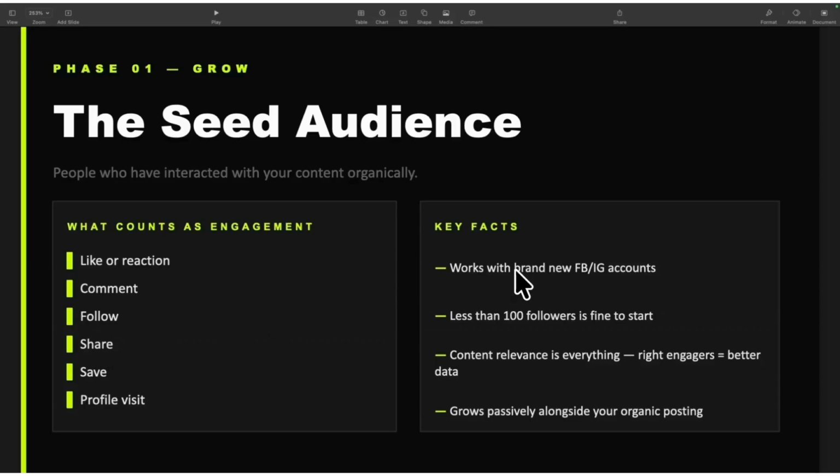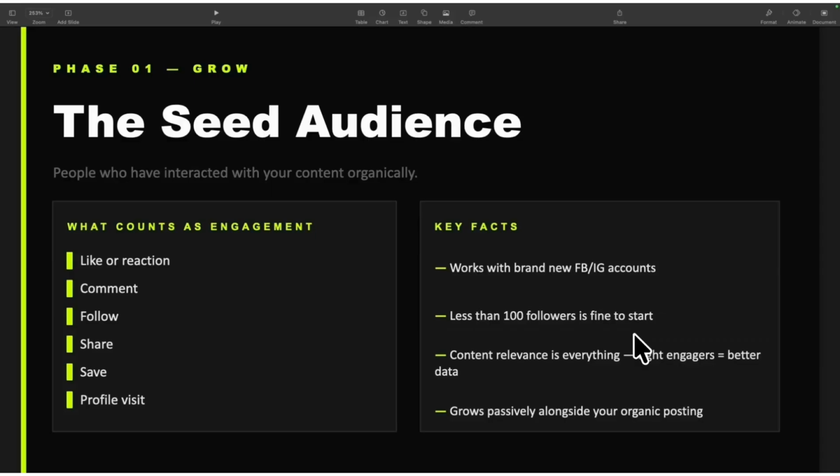And then here's some key facts. So this works with brand new Facebook or Instagram accounts. So you can make an account today and post relevant content, especially reels that will get pushed out to people that are interested in that sort of content. Less than 100 followers is fine to start with, and make sure the content is relevant because you want to make sure that you're getting the right people to engage with your content. This is how you get the right data to give to Meta, and this grows passively alongside your organic posting. So this is building the seed audience, right?